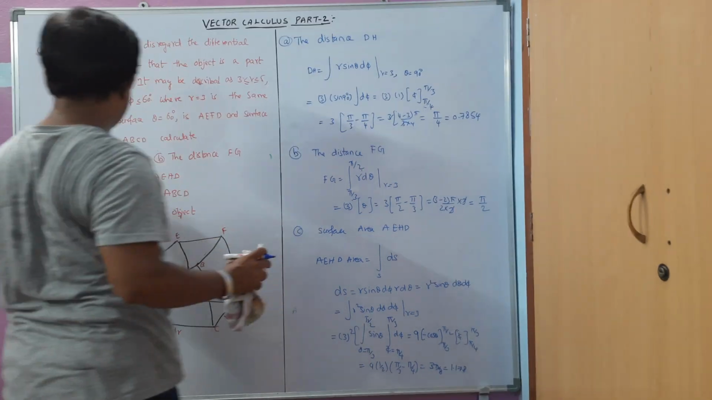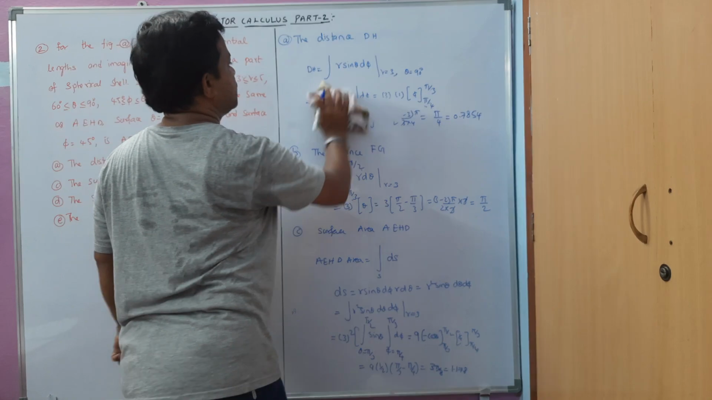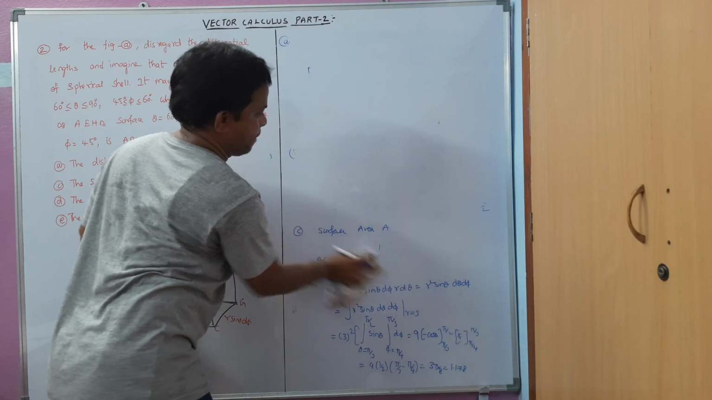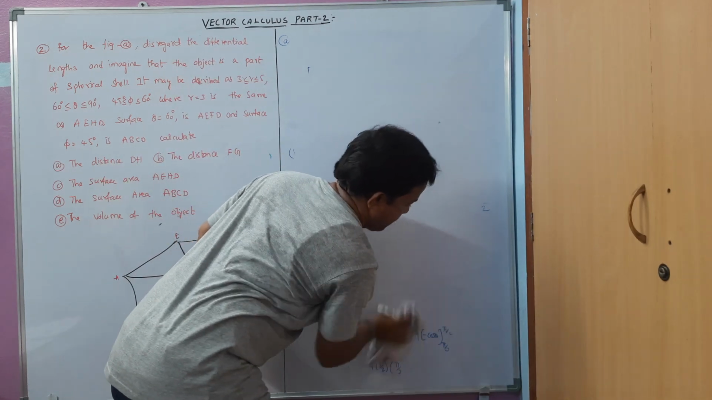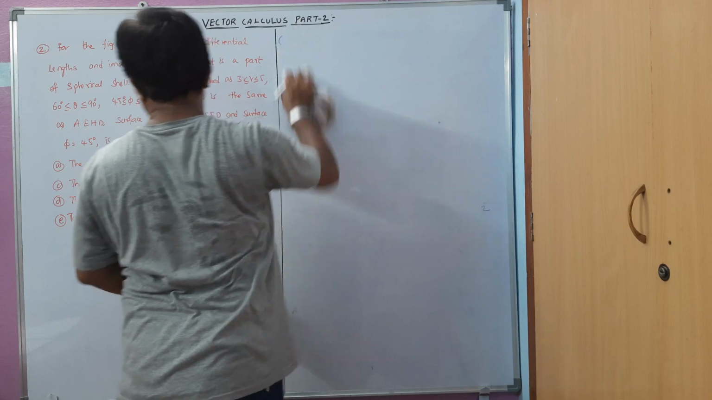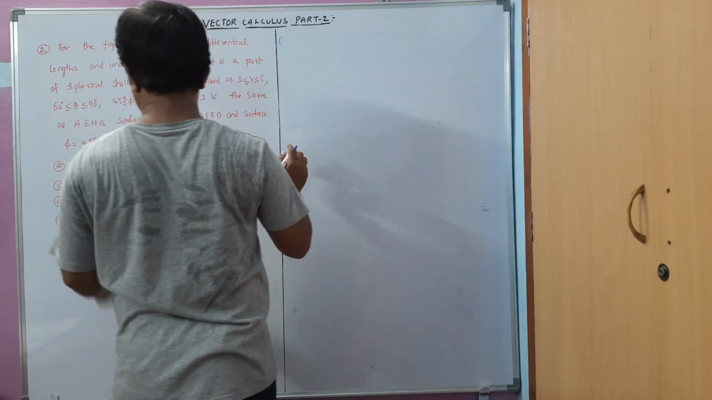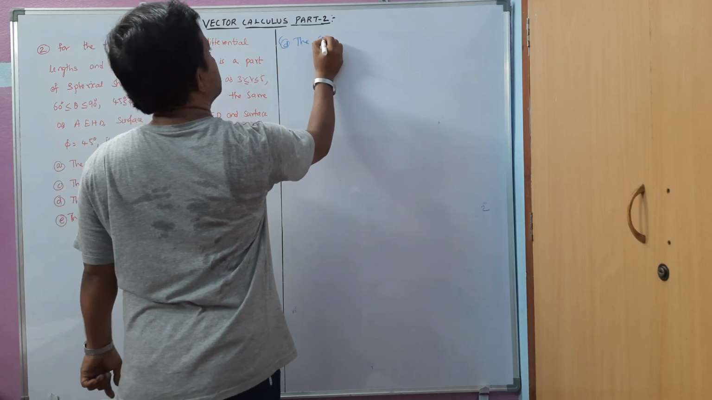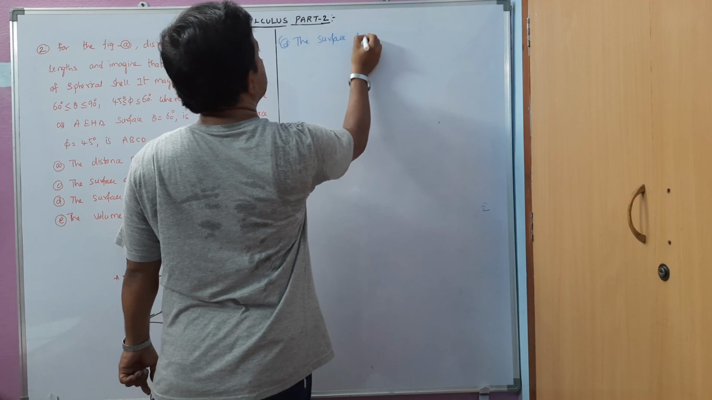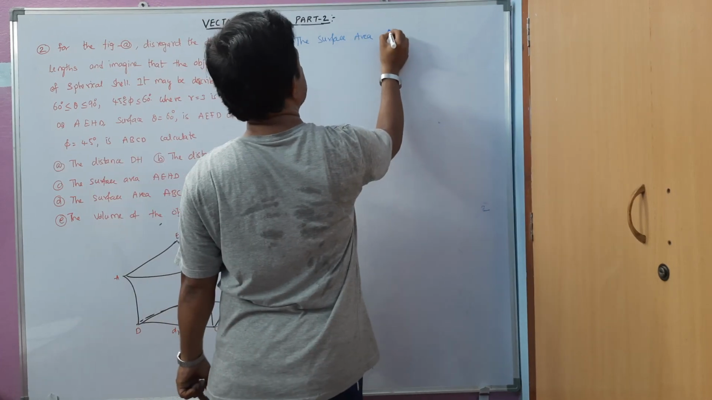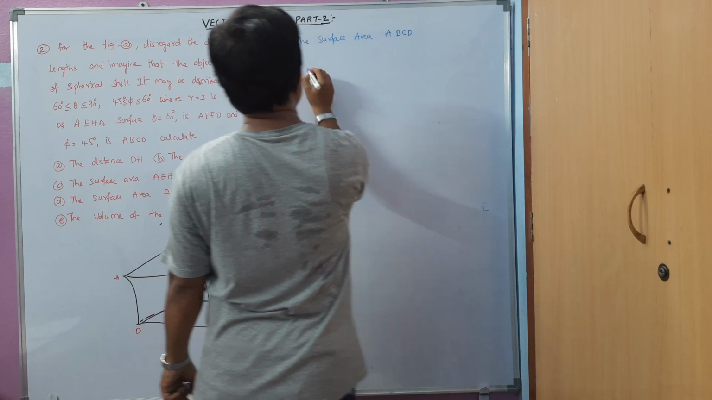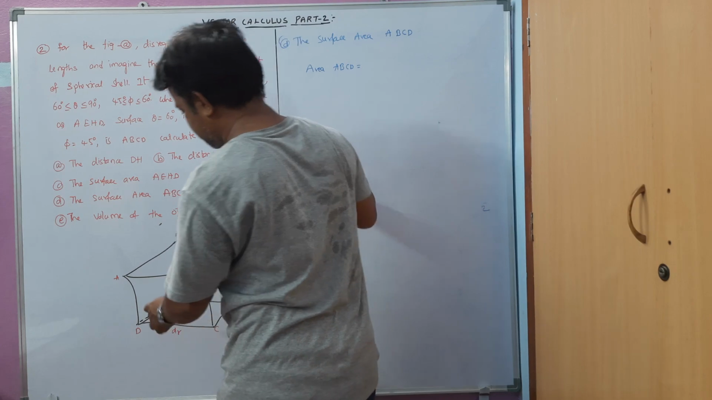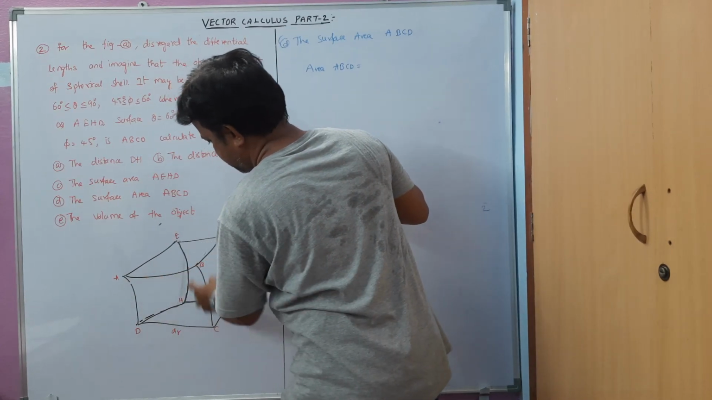Now let us take the D question here. D question is surface area ABCD. The surface area ABCD. D as in right, D question. The surface area ABCD. Area ABCD. If you look now at ABCD, you see where we are having ABCD.